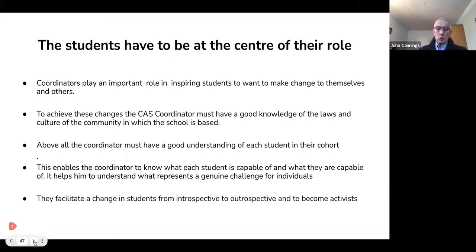Above all, the coordinator must have a good understanding of each student in their cohort, because that enables the coordinator to know what each student is capable of and to help them understand what represents a genuine challenge for each individual. And I believe they should help students move from an introspective mode to an outrospective one, and to become real activists.